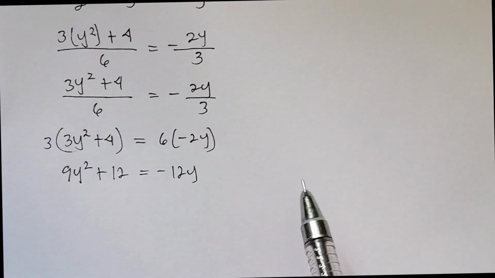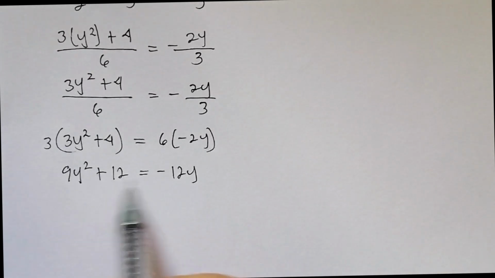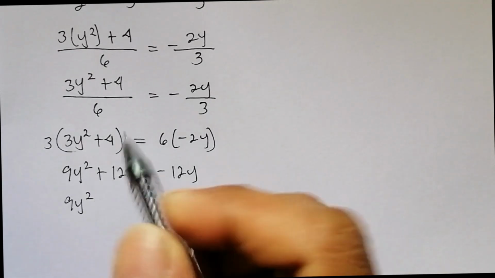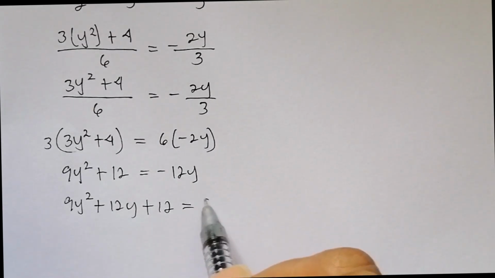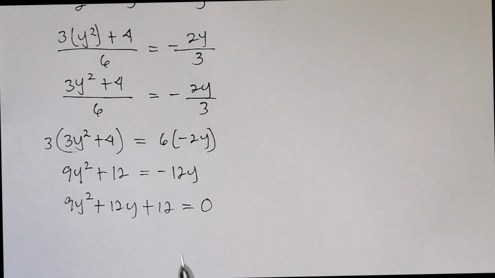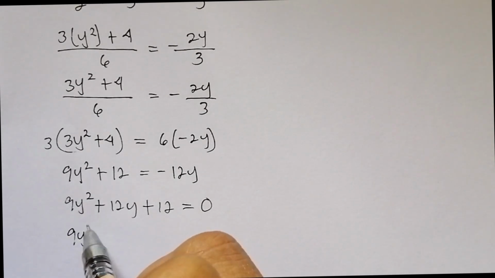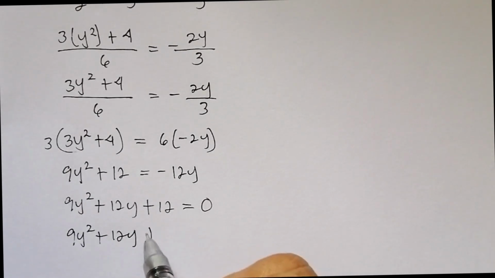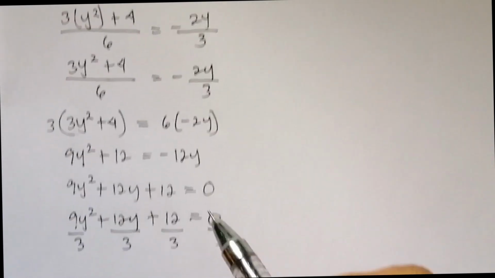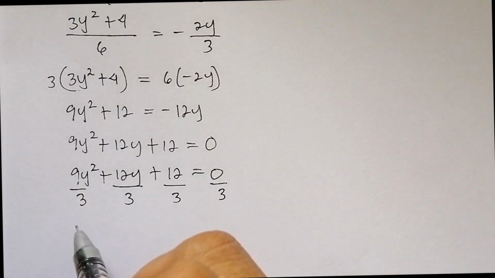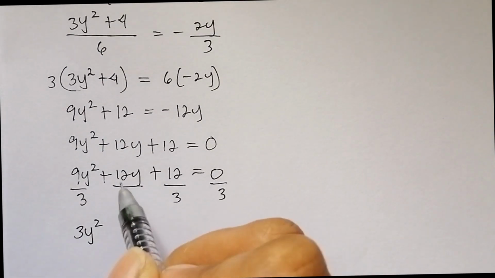Now in this case, let's equate this to 0. Next, divide the constants by 3 because all the constants and coefficients are divisible by 3. The 9, 12, 12. Then go ahead and simplify.